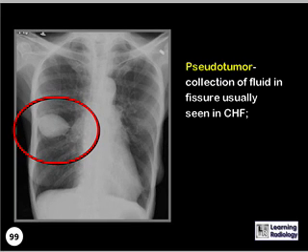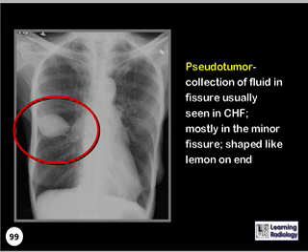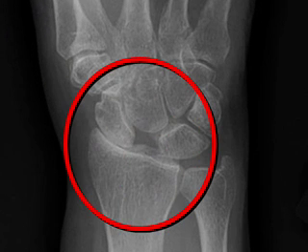This is a pseudotumor, which is a collection of fluid in a fissure, usually seen in congestive heart failure, most of the time in the minor fissure and shaped like a lemon on end. And finally, what is the name of this sign?